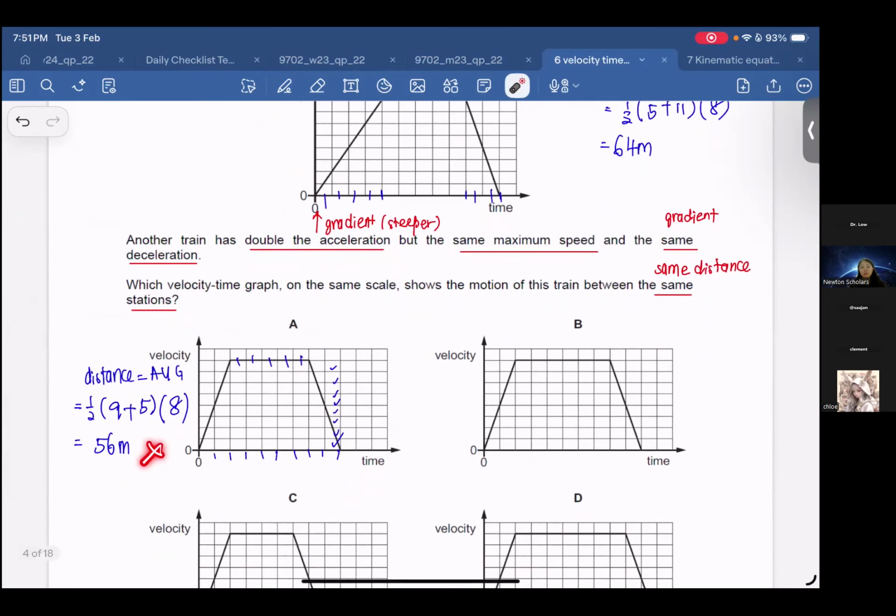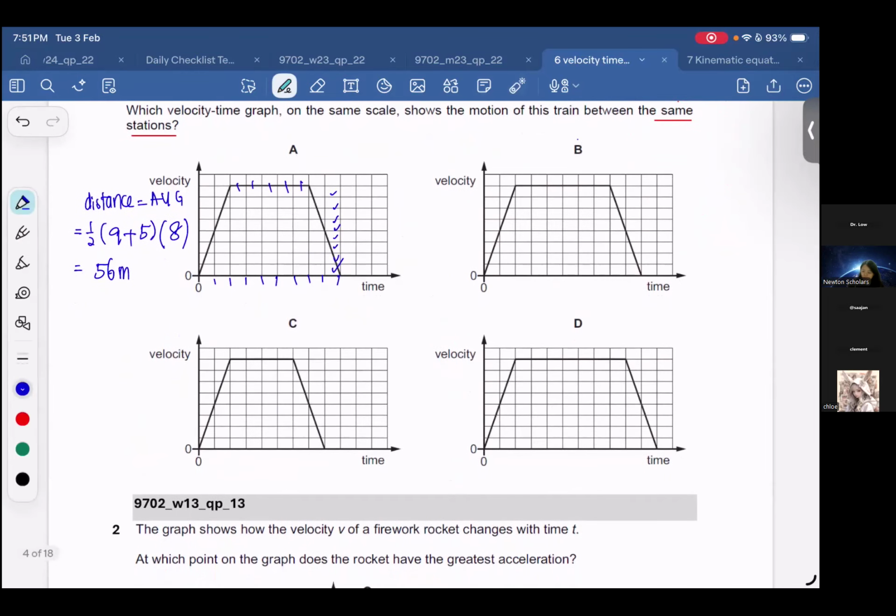How come you change to another train but the distance is shorter? The distance won't change. The distance between your school and your house is the same, just maybe today you're using a motorcycle, tomorrow you're using the bus, the van or whatever. So here, the answer should be B. Using the same method, continue the calculation. This one you should get 64 meter, this one 72 meter, and this one, repeating the same calculation, 48 meter.